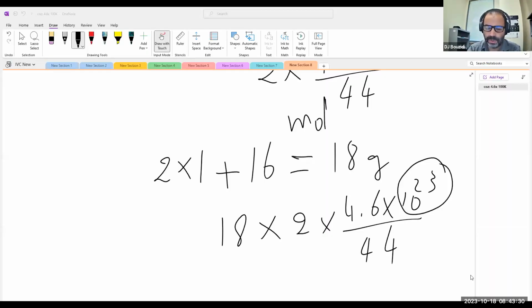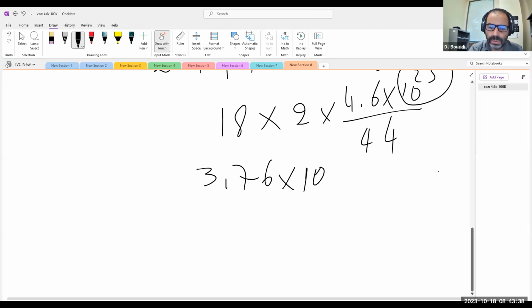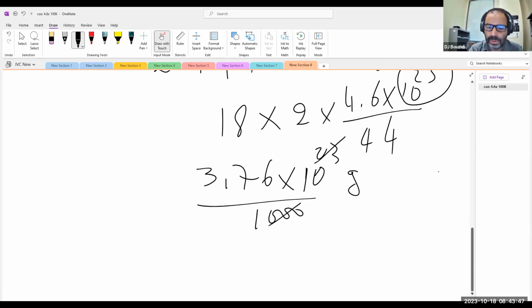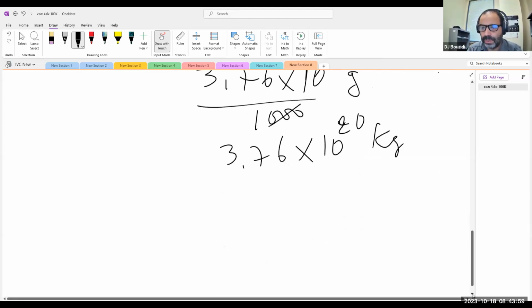And basically the answer, therefore, is 3.76 times 10 to the power 23. Remember, the moles are in grams, so we want it in kilograms. So we're going to divide by 1,000 again to convert it back to kilograms. So 3 is deducted from that. So the answer basically is 3.76 times 10 to the power 20 kilograms. That's how much water we're going to end up with.